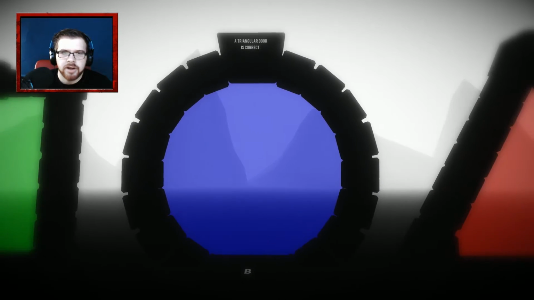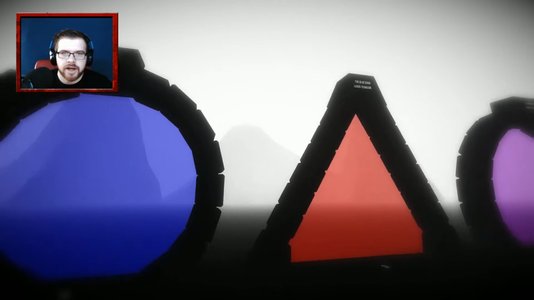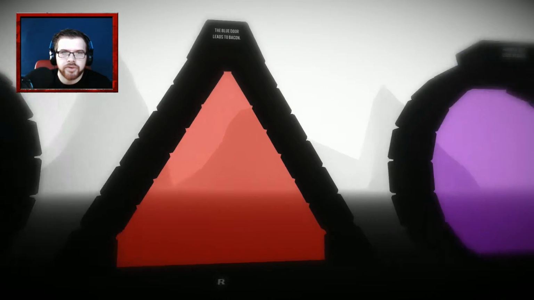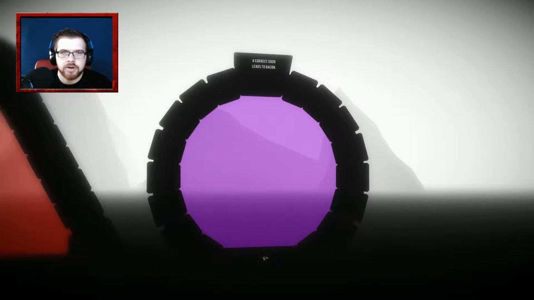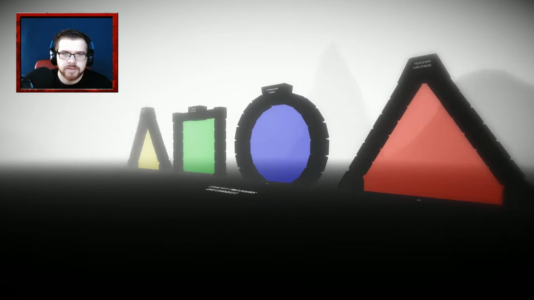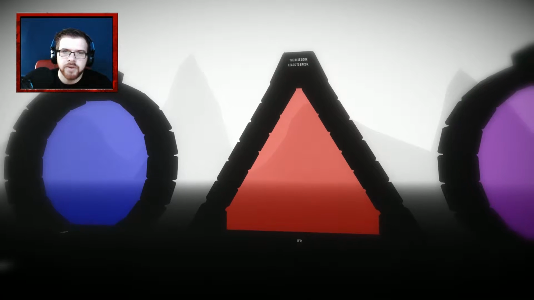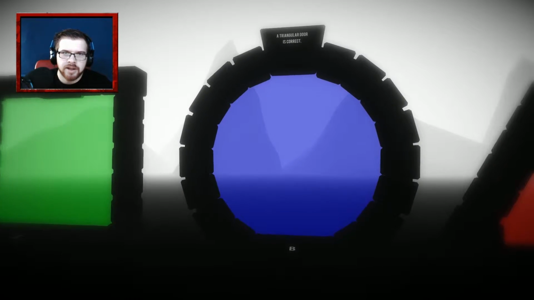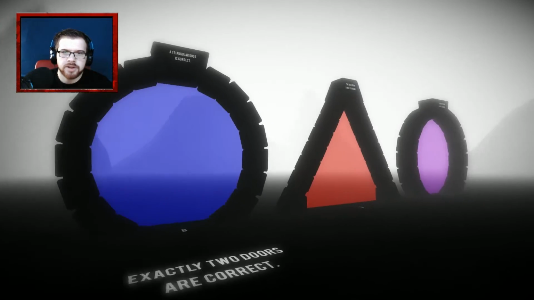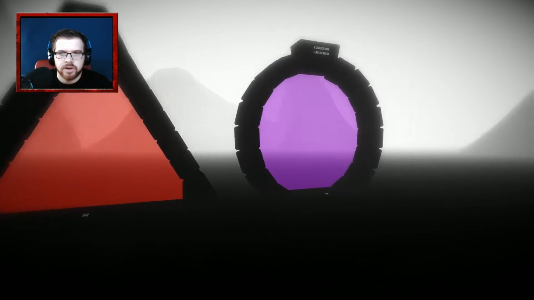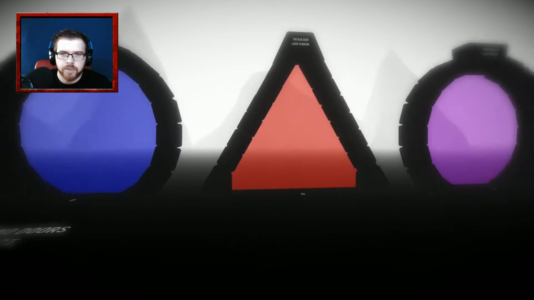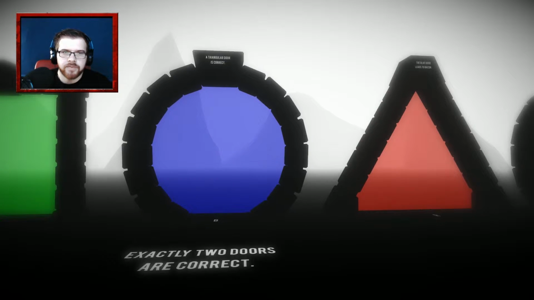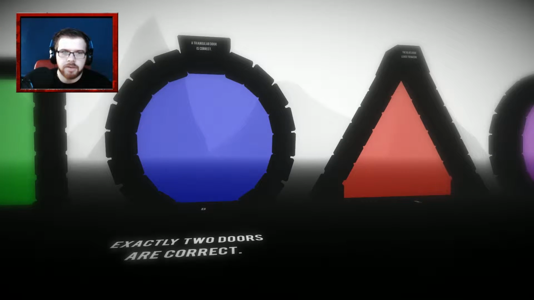Awesome. A triangular door is correct. Blue door leads to bacon. Or a correct door leads to bacon. So, if the blue door leads to bacon, then it would mean the triangular door is correct, which would mean the red can be correct. Awesome. So we can have them two that are both correct.